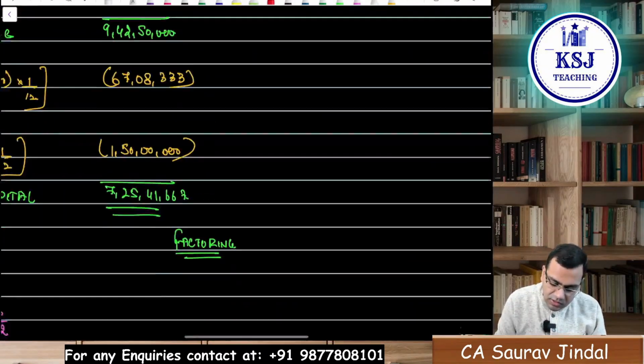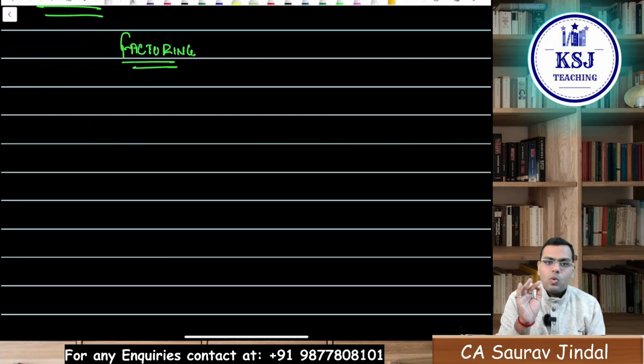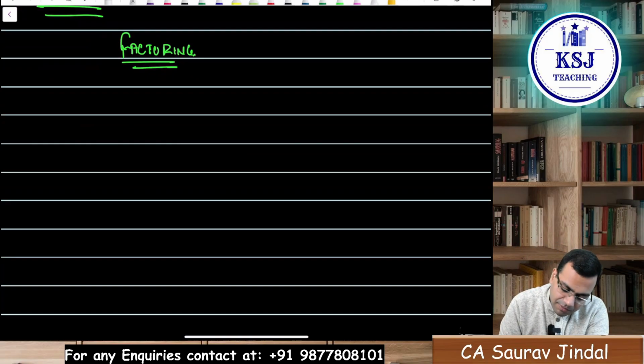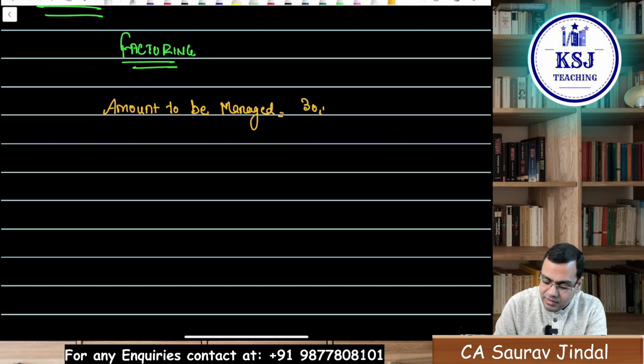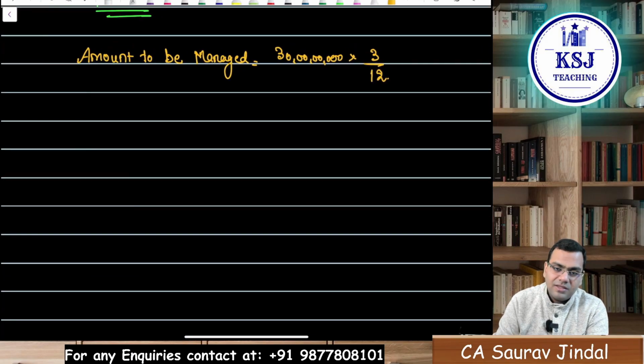Right? Let's try to solve this now. Factoring option, let's try to solve that. What things are there? Now in one go, what will be the amount to be managed? Now factor will manage how much? If your annual sales are 30 crore rupees, he will manage only 3 months sale at one point of time, because 3 months is the credit period. So he will manage only 3 months sale. That comes to 7 crore 50 lakhs.